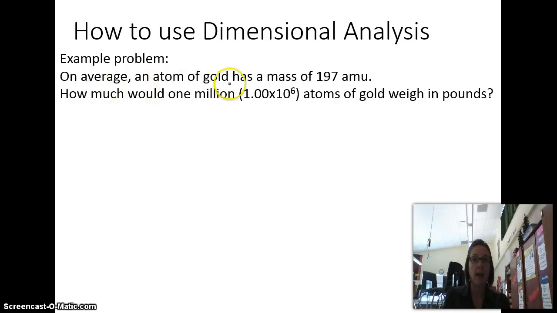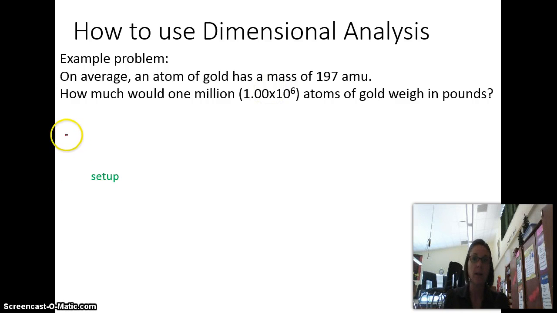On average, an atom of gold has a mass of 197 AMUs, which means atomic mass units. So we would like to know how much 1 million atoms of gold would weigh in pounds. And for 1 million, we're going to use 1.00 times 10 to the 6th atoms so that I can have 3 significant figures here.